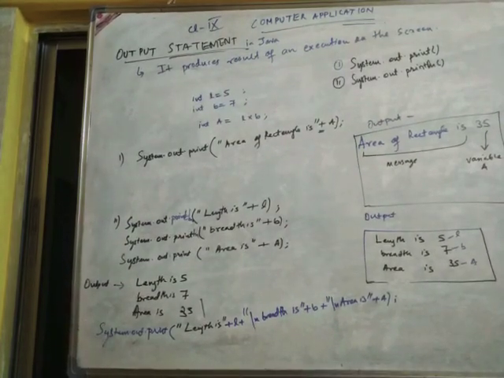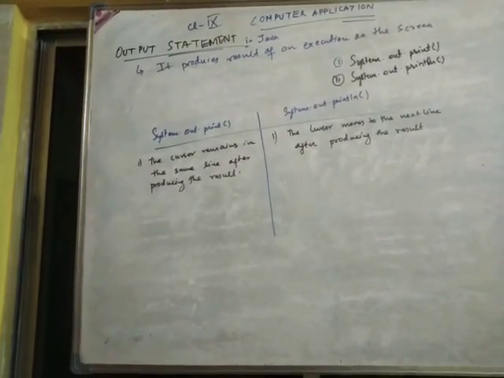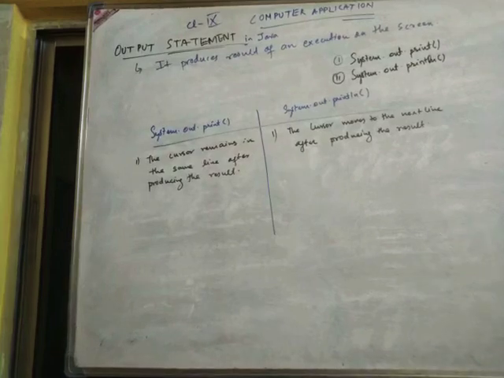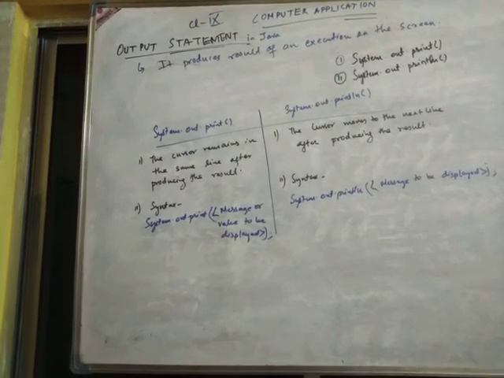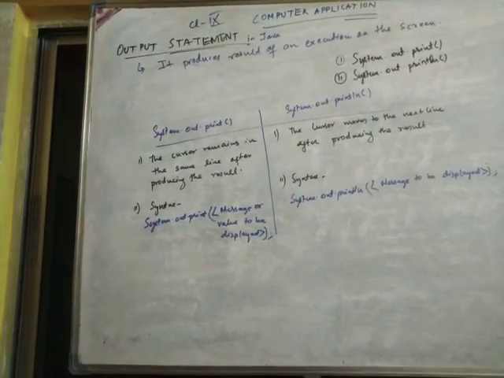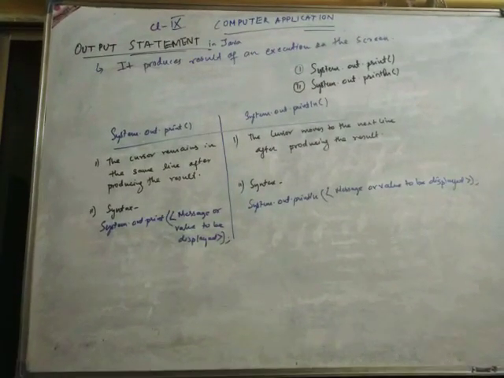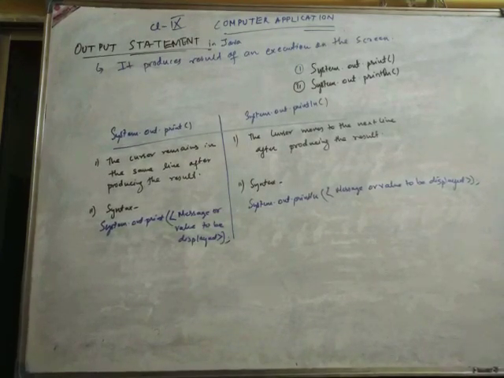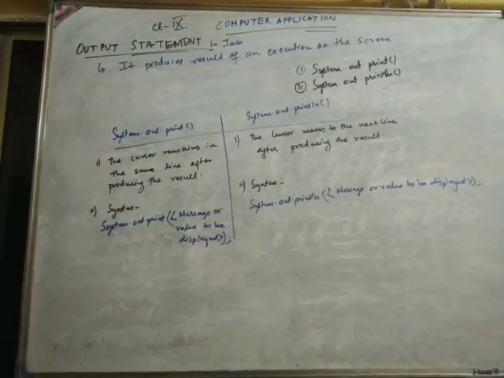Now, what is the difference between them? The first key difference is that with System.out.print, the cursor remains on the same line after producing the result, whereas with System.out.println, the cursor moves to the next line after producing the result. Now the syntax. In both cases we write System.out.print or println, then in the brackets we write the message or the value to be displayed. This is the syntax for both cases. Clear? Understood? You can take examples also.